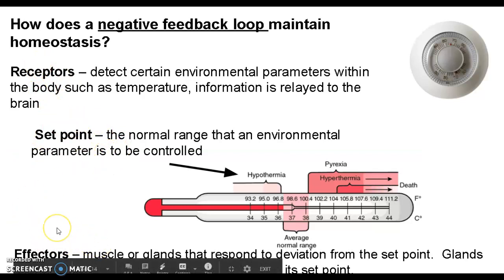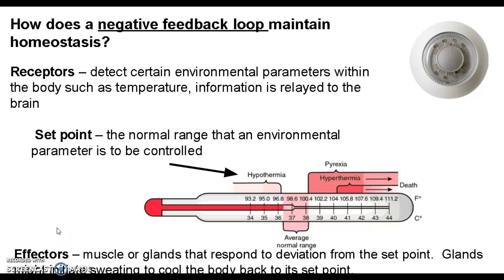Effectors are other body parts, usually muscles or glands, that respond to the change from the set point. Glands might initiate sweating to cool the body down back to its set point if we're talking about temperature.